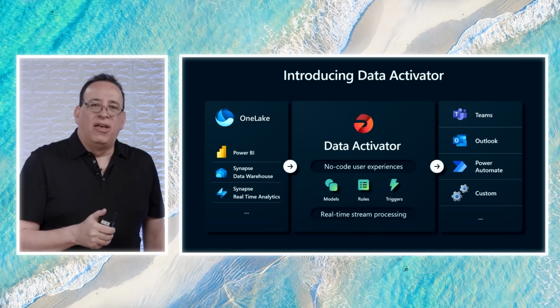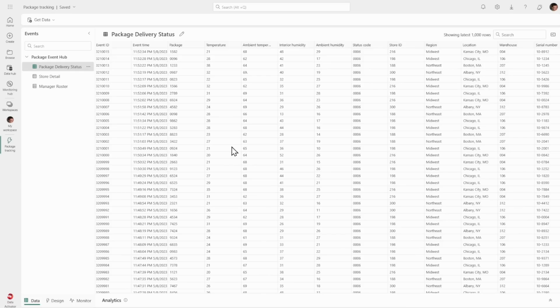So let's take a look for the first time. What is Data Activator? Let's run the video. In this scenario, we're a logistics company tracking data coming from sensors on our packages and trucks for things like the temperature of the packages, the humidity, or the status code of the trucks. This data is coming through an event stream from IoT sensors, but it could just as easily be data from a Power BI report, a data warehouse, or OneLake.